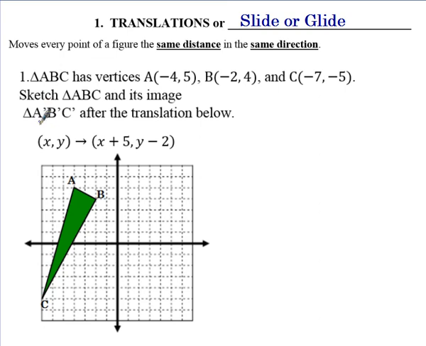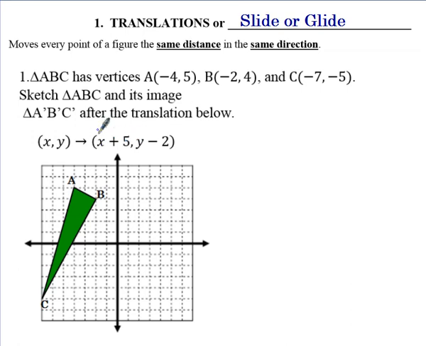The new image, A prime, B prime, C prime, is going to go through the following transformation. The way you read this is: take point X and point Y, the original coordinate points, and produce this new translation. You can substitute these values in for X and Y, but that might take a while because you have to do it for all the points. It's easier to just understand how X and Y move.